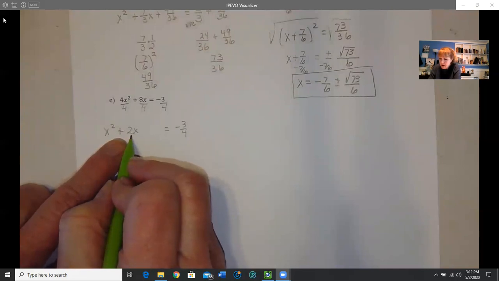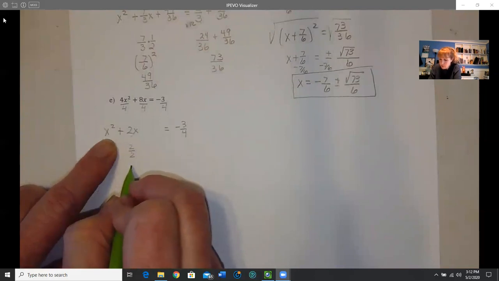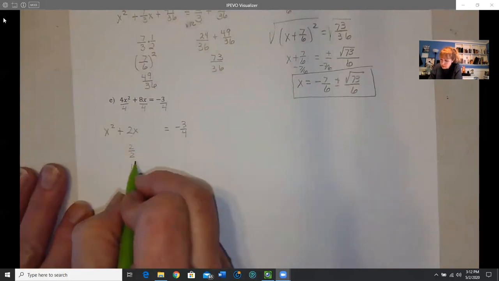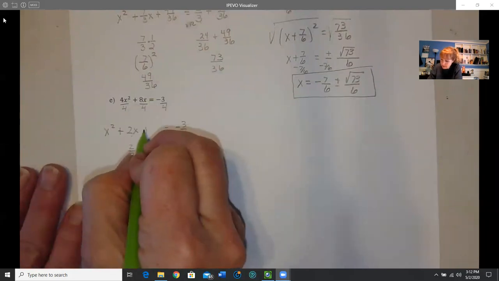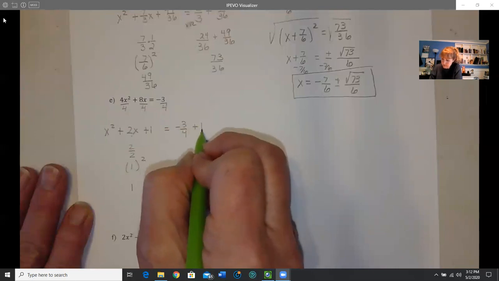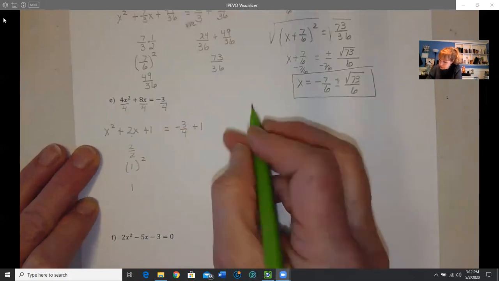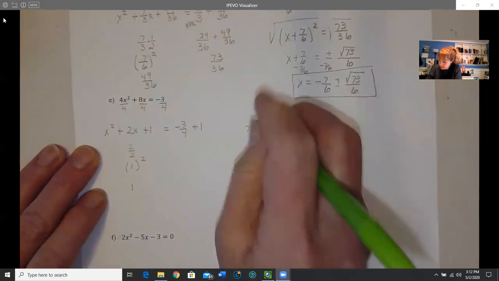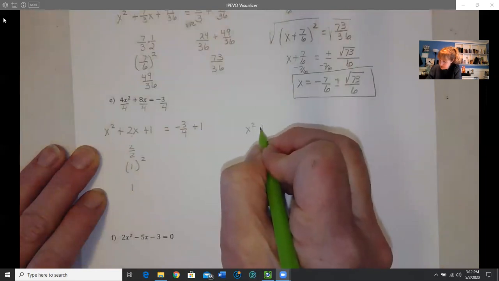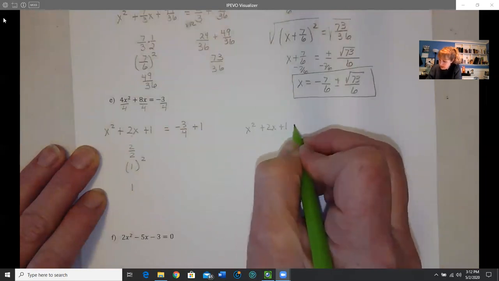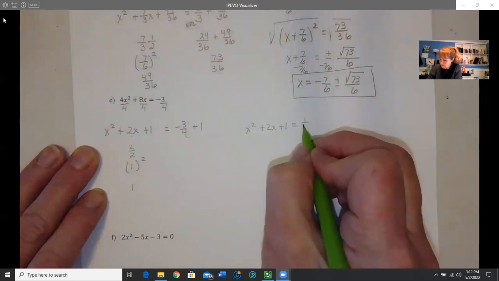So we're going to take our middle term, instead of multiplying by 1/2, which you could do, 2 times 1/2, I'll go ahead and divide by 2. So 2 divided by 2 is 1. Then you square it, you get 1. So you're going to add 1 to both sides, which means we have x squared plus 2x plus 1 equaling a negative 3/4 plus 1 is 1/4.